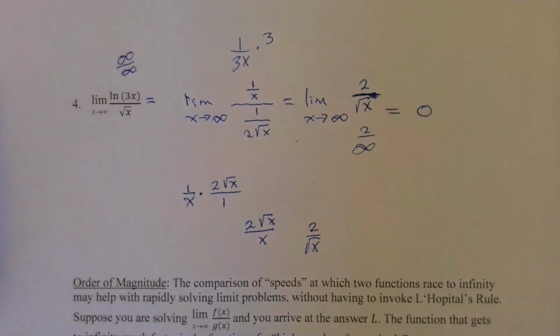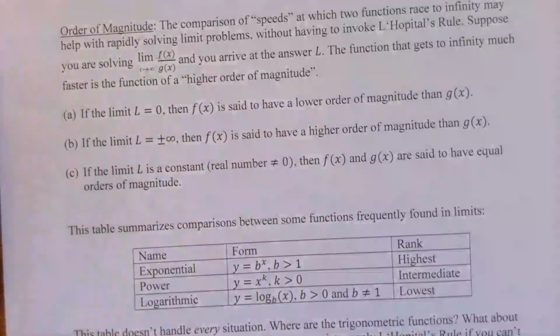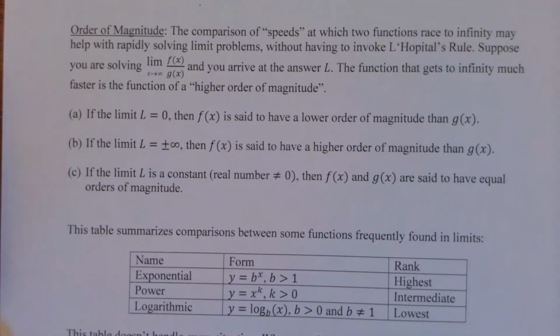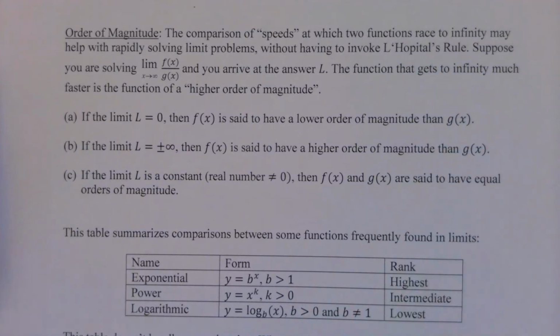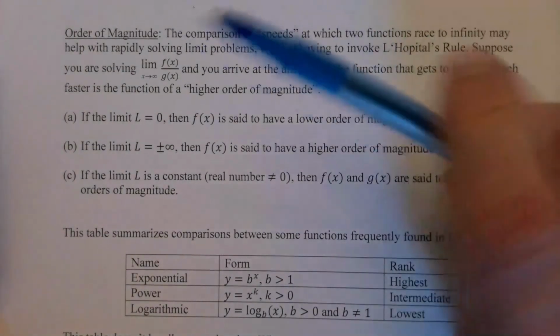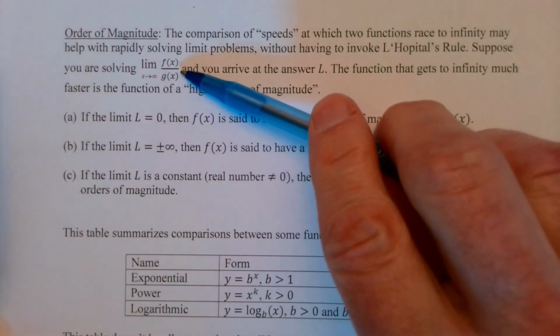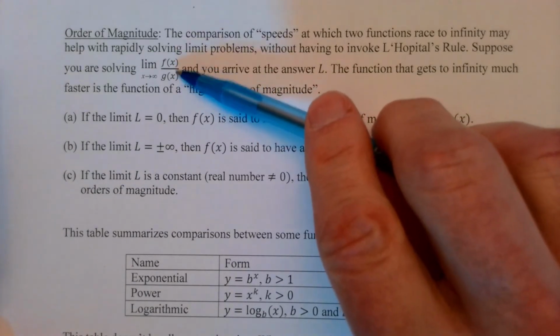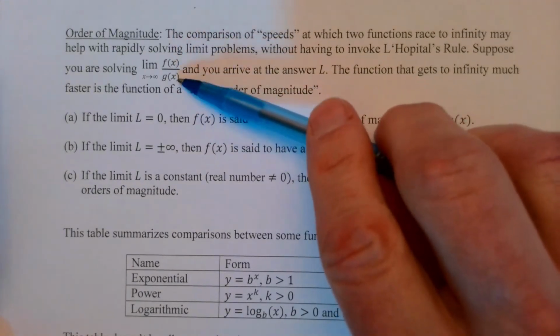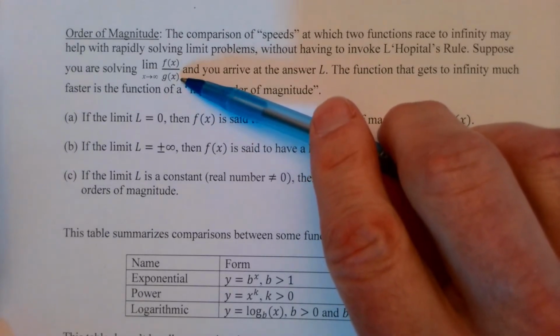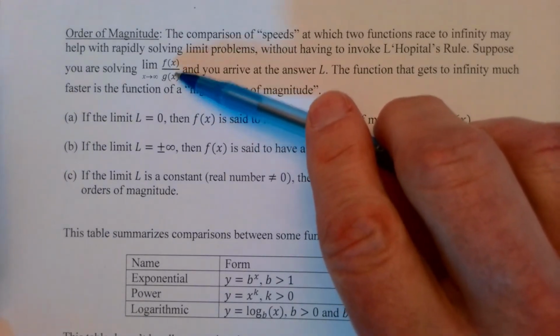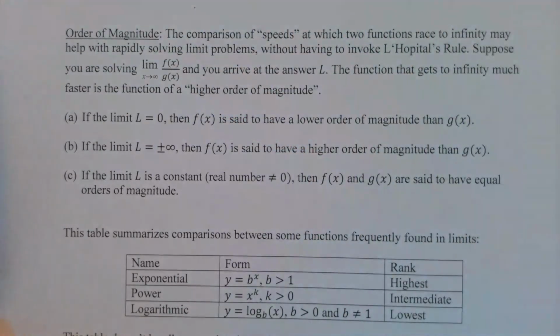Now, if you need to pause the video in order to read this page, it talks about orders of magnitude for different functions. It says if you take the limit as x goes to infinity of a ratio of functions like this, if the answer turns out to be 0, it's because even though both of these were getting big, the denominator, the divisor, was getting big much, much faster and overwhelmed the numerator, creating 0 for an answer.